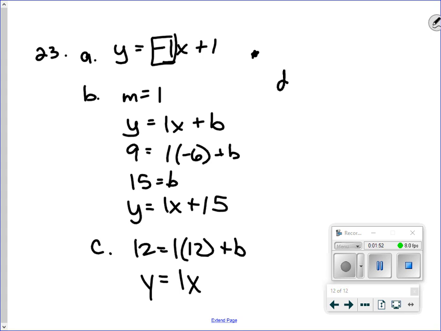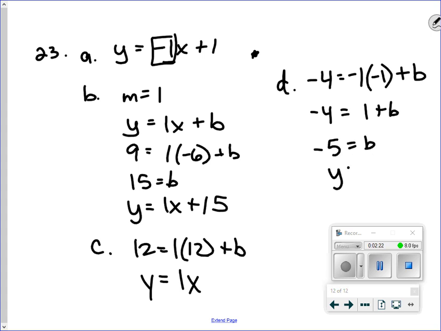And then D asks us to write an equation of a line that is perpendicular to the one we wrote in part C that passes through negative 1, negative 4. So we're going to have negative 4 equals negative 1, because again, opposite reciprocal of 1 will be negative 1 over 1, which is negative 1. And then x in this case is negative 1, and then we don't know the y-intercept. So negative 4 equals 1 plus b, subtract 1, I get b is negative 5. So we have y equals negative 1x minus 5.